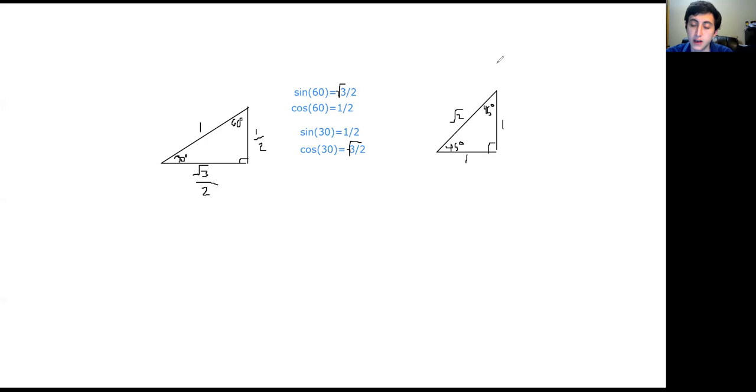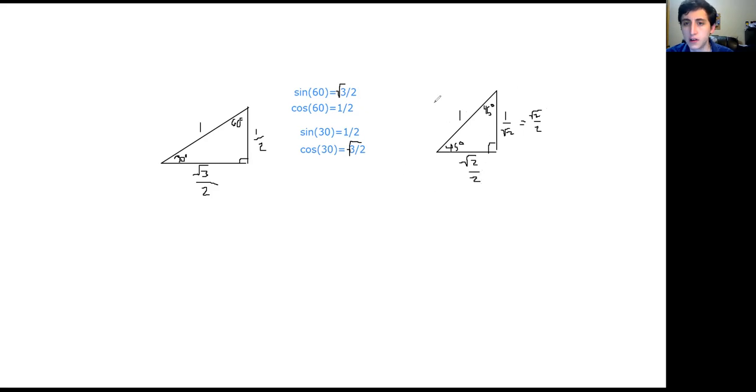However, to make it so that the hypotenuse is 1, it's actually better to call this 1, and then this would be 1 over root 2, which simplifies into root 2 over 2. And this would be root 2 over 2.